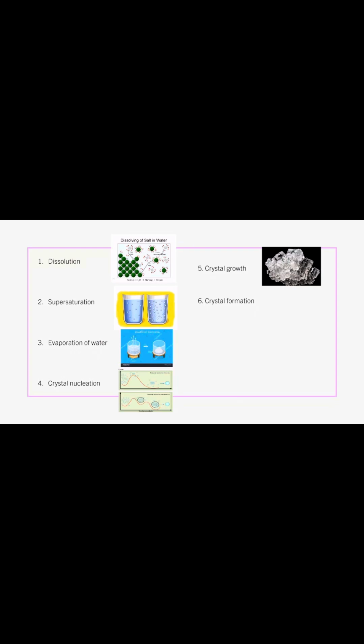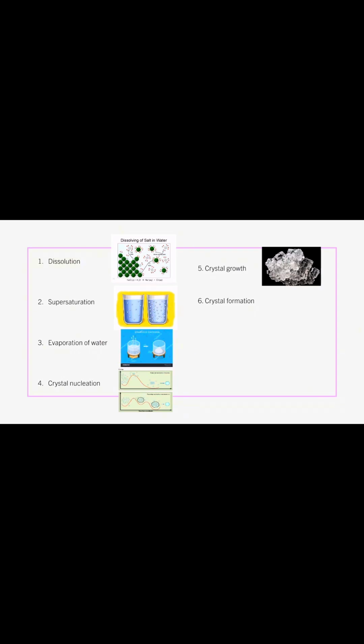Second, supersaturation. If enough salt is dissolved, the solution becomes supersaturated, meaning it holds more dissolved salt than it can typically hold at that temperature. Third, evaporation of water. Over time, the water begins to evaporate, leaving the dissolved ions behind. As the water evaporates, the concentration of Na+ and Cl- ions increases, and they begin to come together and form ionic bonds.